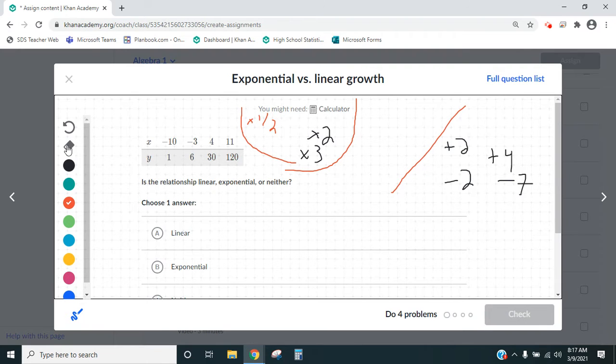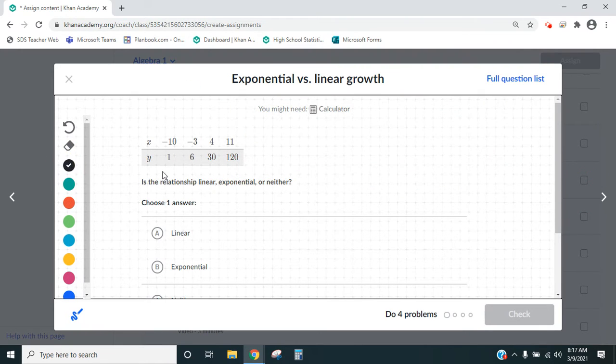All right, so we have to determine which one this table is. Is it linear, exponential, or neither? All right, here we go. When we go up by 7 here on the x-axis, what happens to the y? It went up by 5. Okay. And then when we go up 7 again, what happens? Multiplies by 5, right? Okay, so let's rethink the first one.